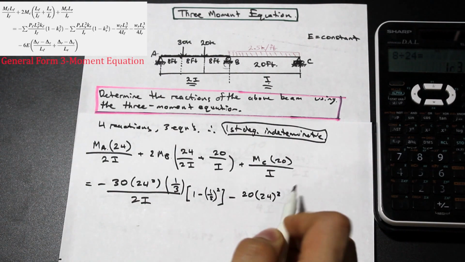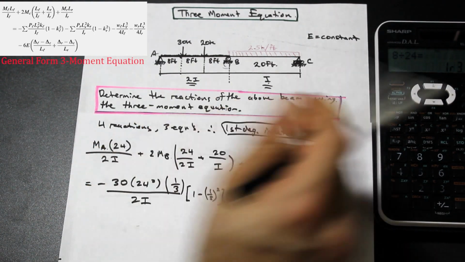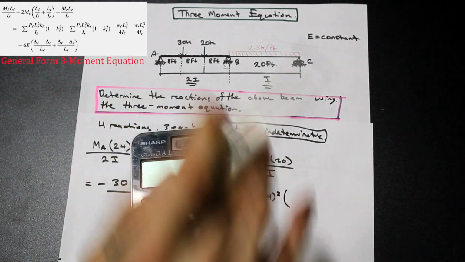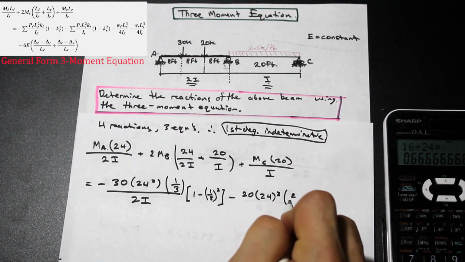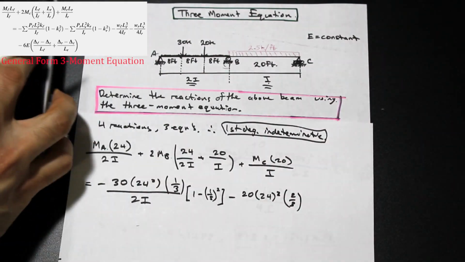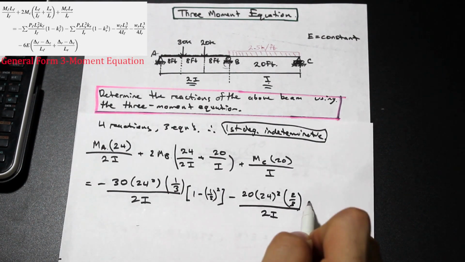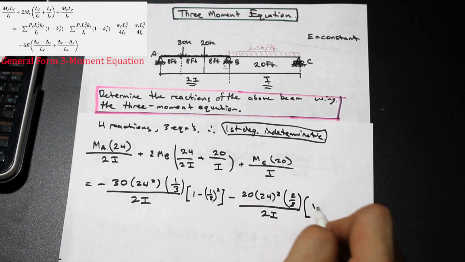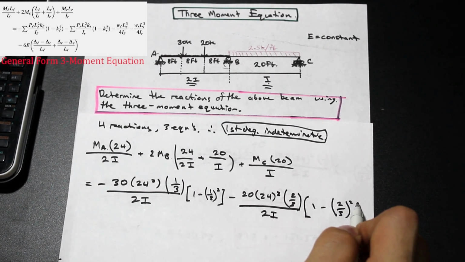24 again is squared. Now this time K is going to be, remember, we go over to A and then we take the distance. So now we have 16 divided by 24, which is 0.66, so 2 over 3. And that is going to be divided again by 2I. We have our 1 minus K squared, where K this time is 2 over 3.